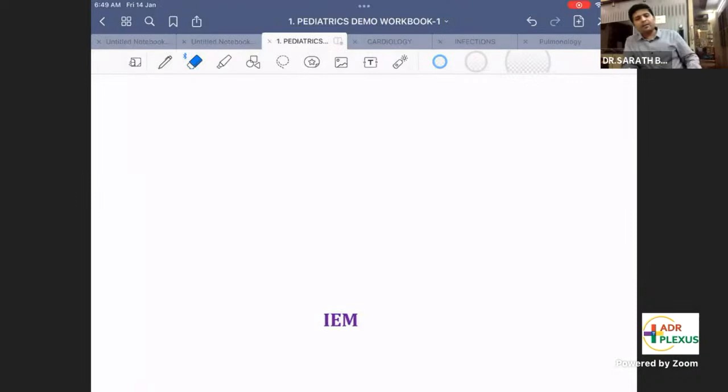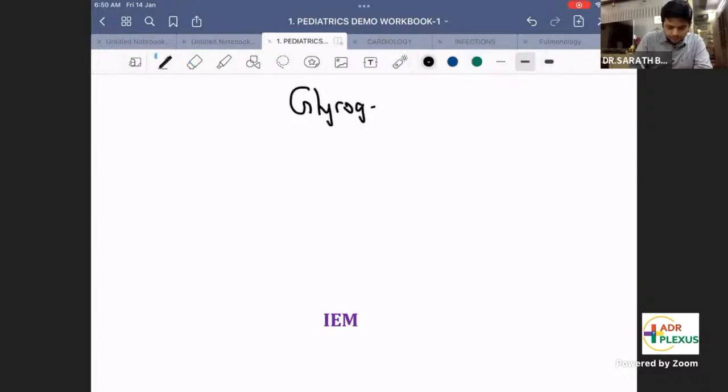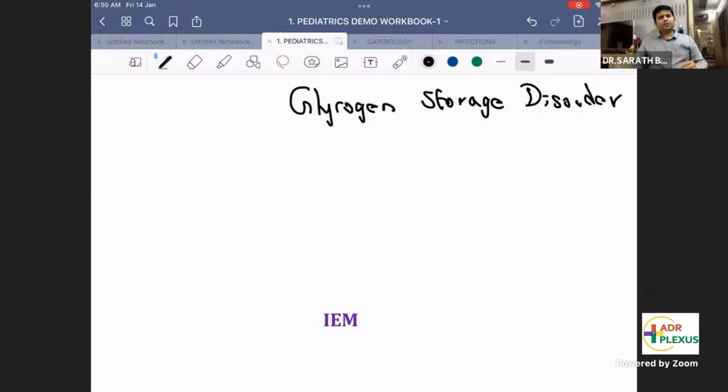First of all, we have heard about glycogenolytic disorders. What do you mean by glycogenolytic disorders? Otherwise known as glycogen storage disorder. Sir, what do you mean by glycogen storage disorder? Glycogen that is stored in the liver has to be broken down to glucose after 4 hours of fasting to provide the energy required by the body. So what happens in case of a glycogen storage disorder?